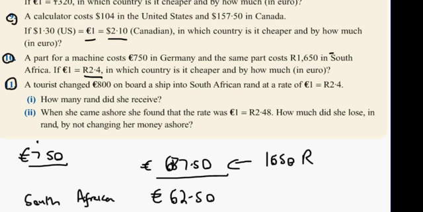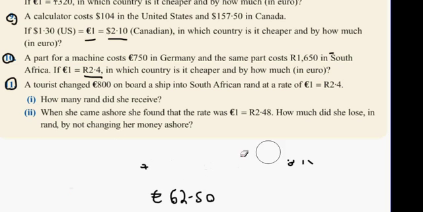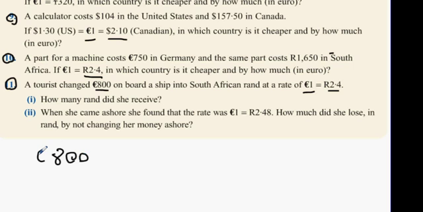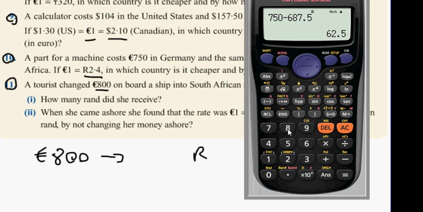Last one. This is more South African money. It's called Rand, South African Rand. Tourists change €800 on board a ship into South African Rand at the rate of €1 is 2.4. How much Rand did she receive? So €800, is it going to be a bigger number or a smaller number when it gets turned into rand? Bigger. So you multiply it by 2.4, and what do you get? 1,920.